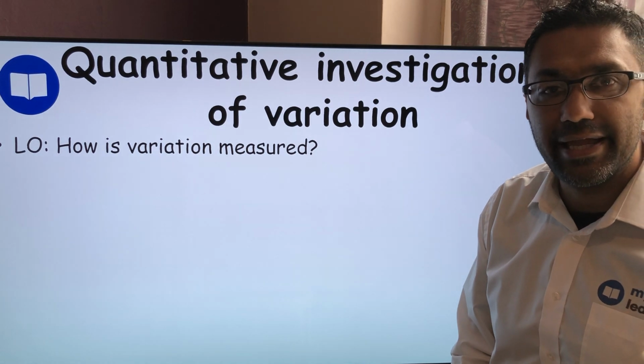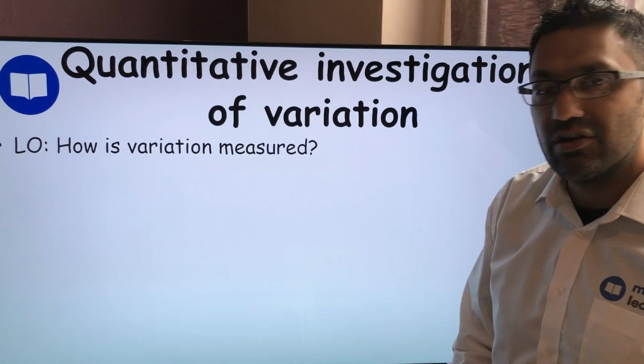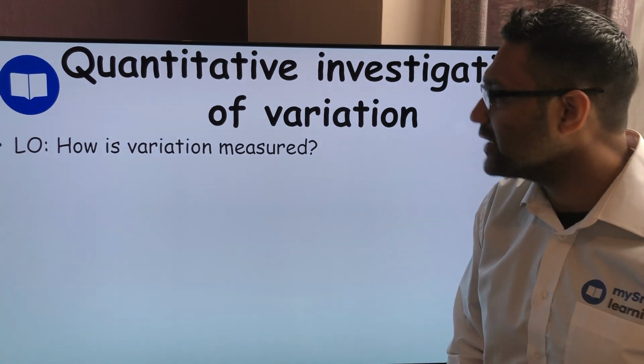You need your calculators today. We're doing some statistics, some stats. Nothing to be scared of. It's just literally plugging some numbers into a calculator.